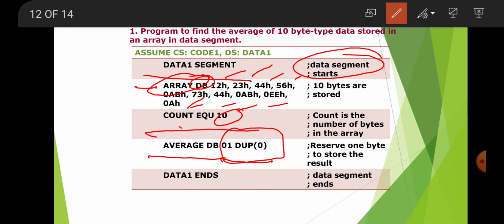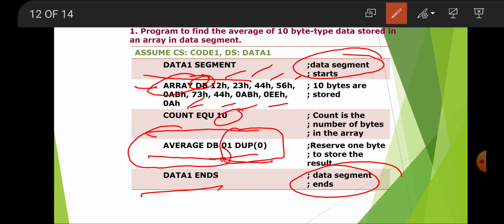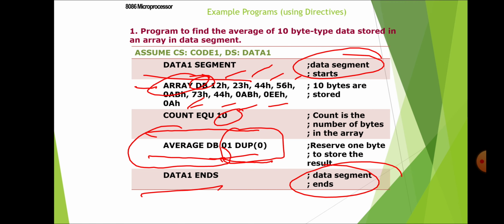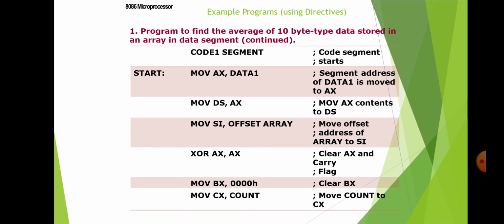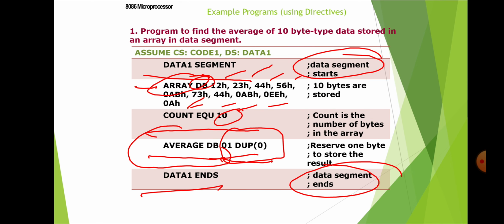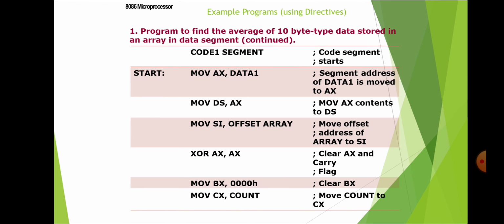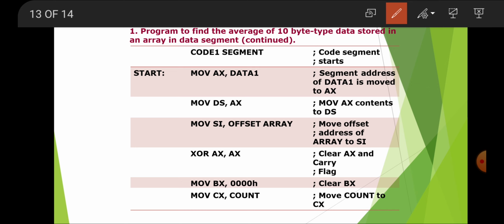After doing the average, your result will be stored, and data 1 ends. So the data segment ends. That is the program to find the average of 10 bytes of data byte type data. Here it will continue now. So code 1 segment, we will start.